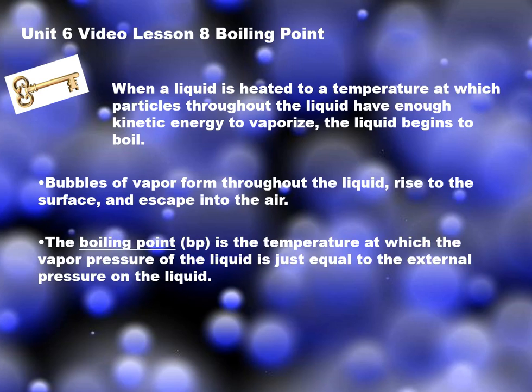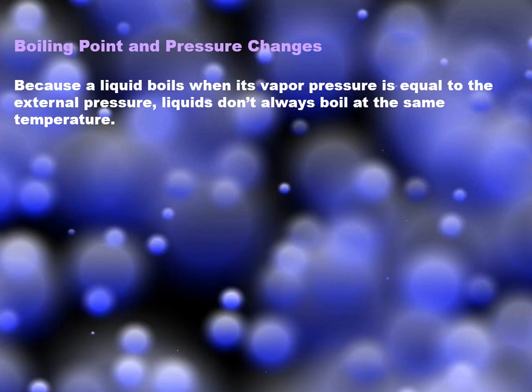The boiling point, then, by definition, is the temperature at which the vapor pressure of the liquid is just equal to the external pressure on the liquid. External pressure is the pressure on the outside, so you have air particles that are colliding with and hitting the surface of the liquid. Because the liquid boils when its vapor pressure is equal to the external pressure, liquids don't always boil at the same temperature.